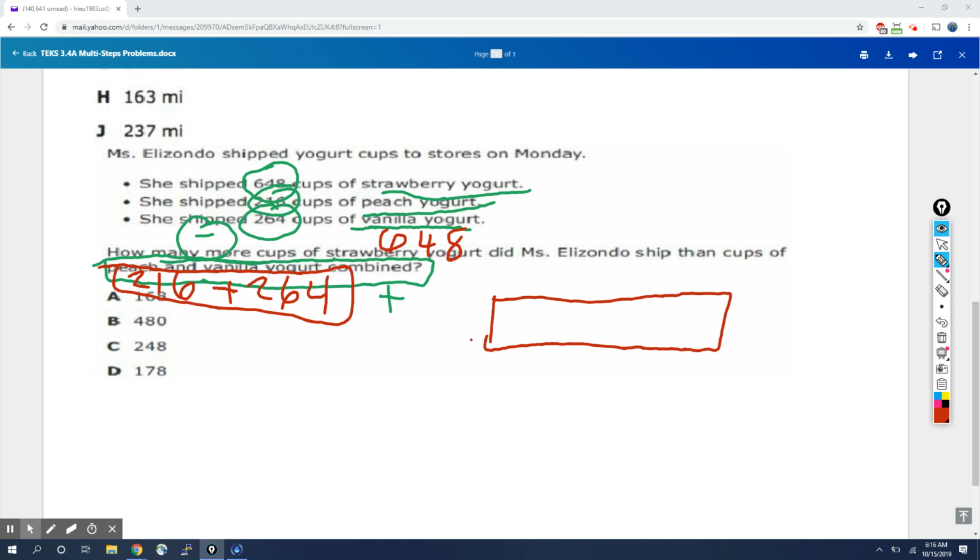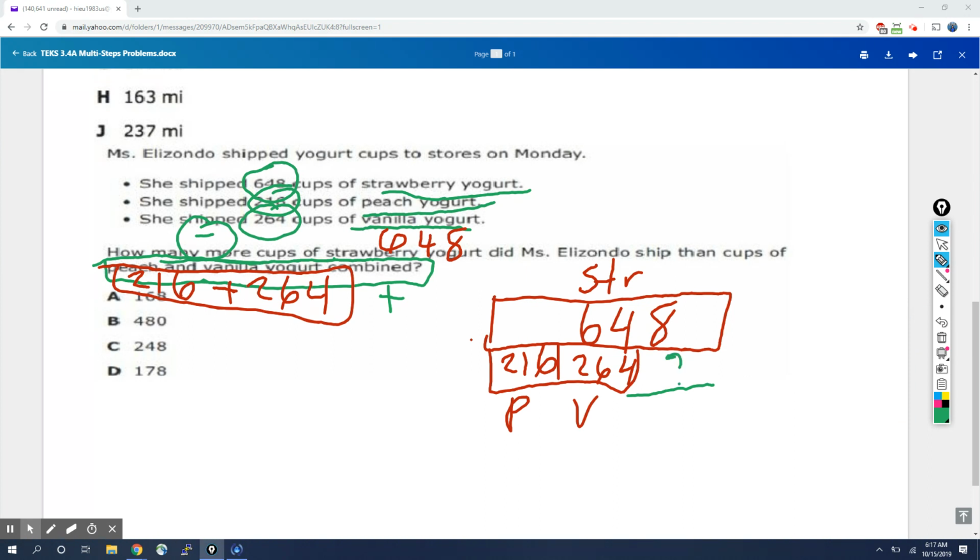Next one will be the two parts that we have. So 648 will be strawberry. And then we have 216 stand for peach. And then we have 264 stand for vanilla. And they're looking for the difference here, okay? The difference here. So there are two ways that you can do. As in the previous problem, you can take away from 648.